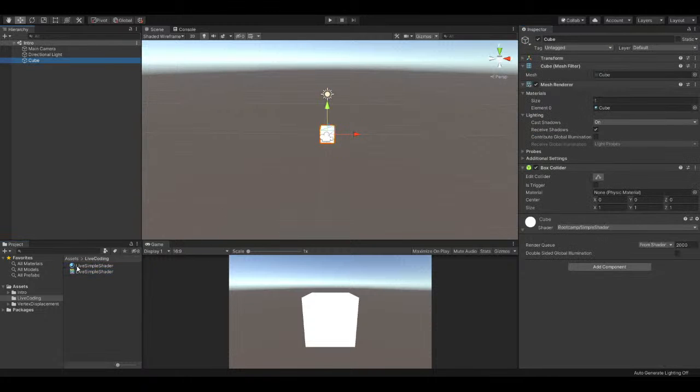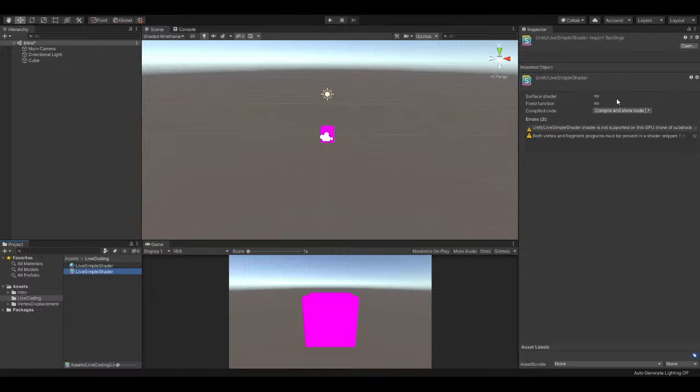I'm going to apply this to the cube. Okay, so let me check. It is pink. Okay, it is pink. Perfect. It says no surface, no fixed function. There is some code which is giving some compilation error, which means we can read this. Shader is not supported on this GPU. Okay. Secondly, vertex and fragment programs must be present.